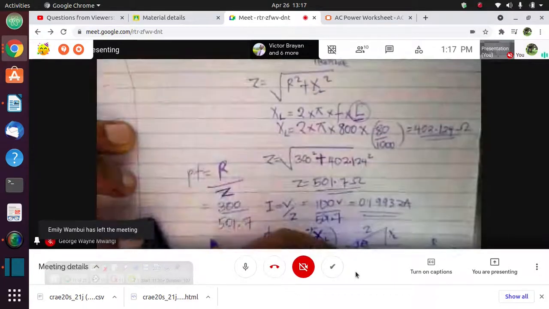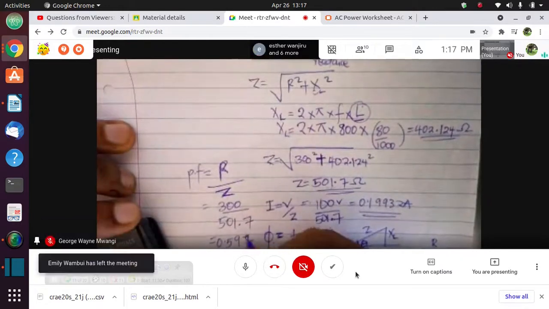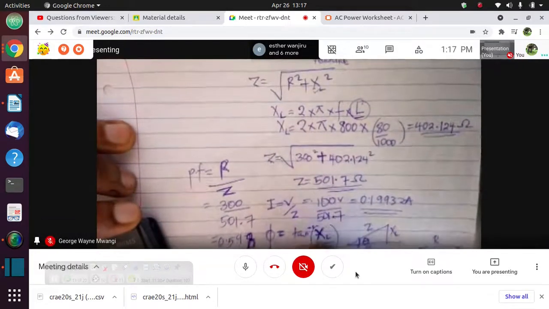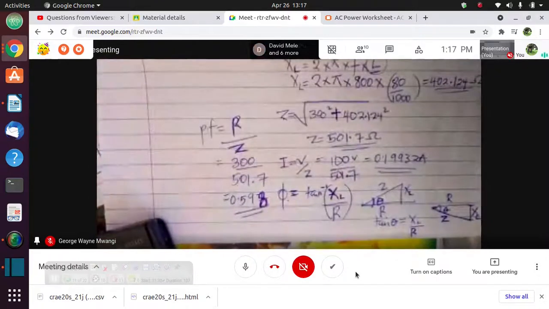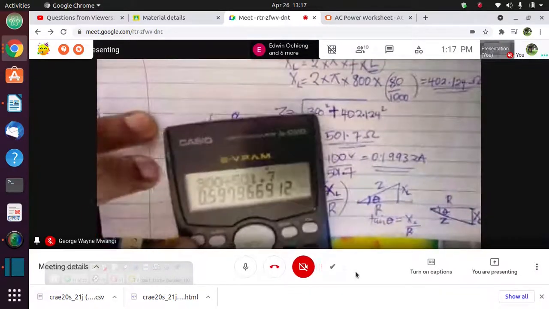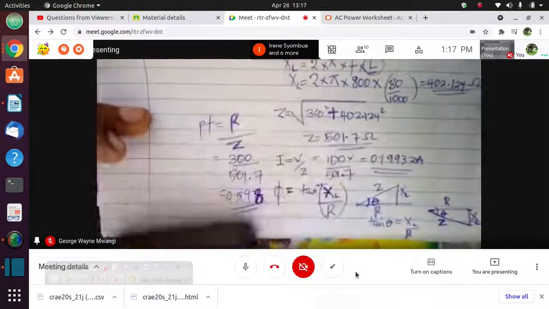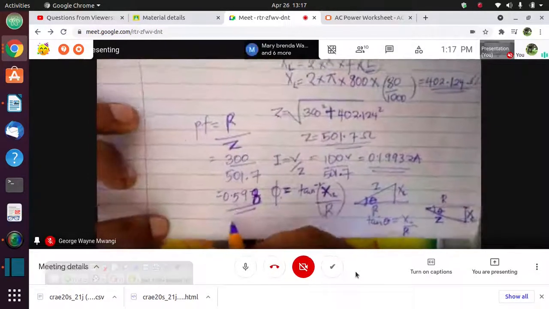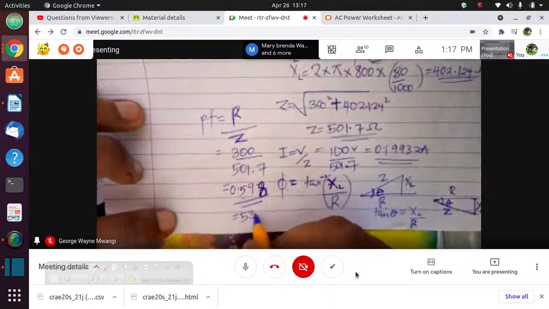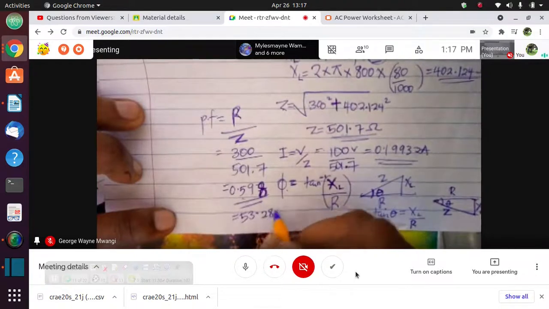You get that the value of our power factor is 0.598. That is the value of our power factor. Are you together? If you are to represent your power factor as an angle, then you will take the cos inverse of that value to get the power factor as an angle, which is 53.228 degrees.